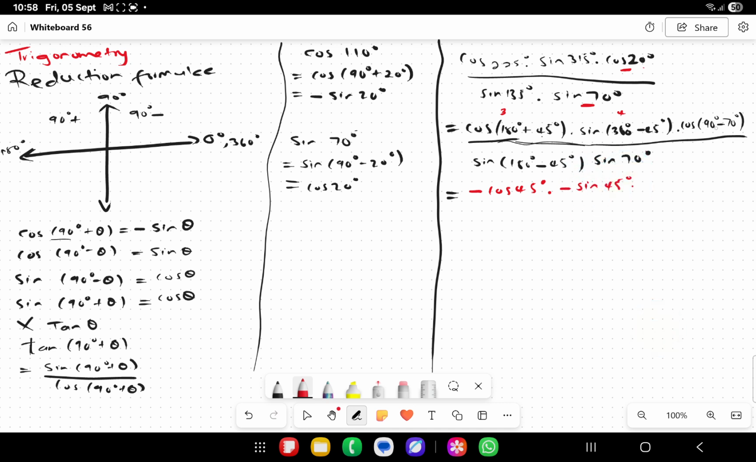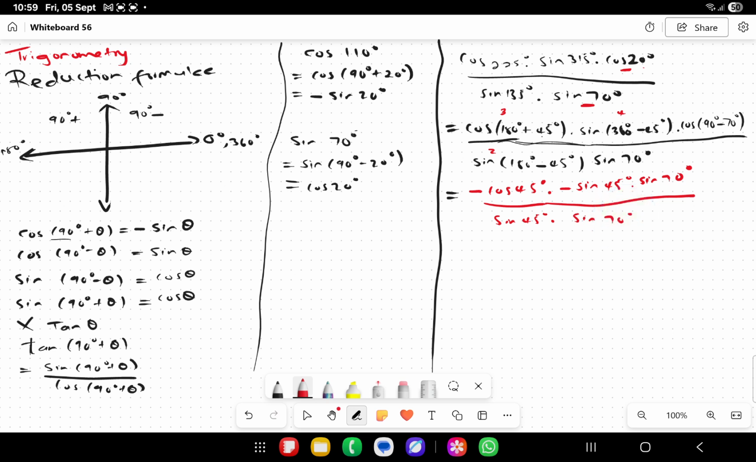Number 3, cos of 90 degrees minus 70. 90 minus is positive. Remember, with 90 only cos 90 plus is negative. The rest are positive. But I know my cos will change to a sine, so I'll have sine 70 degrees all over sine of 180 degrees minus 45, which is quadrant number 2 where sine is positive, so I'll have sine 45, then sine 70.